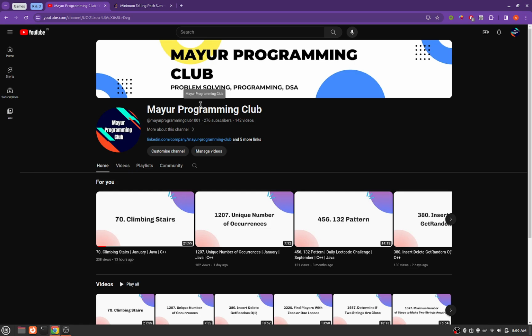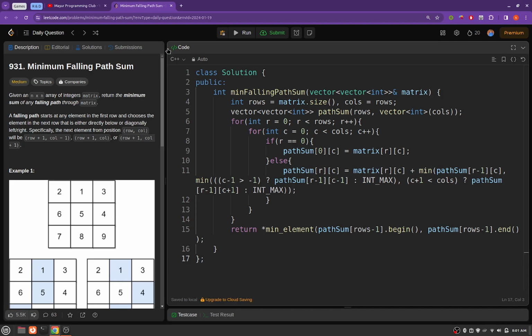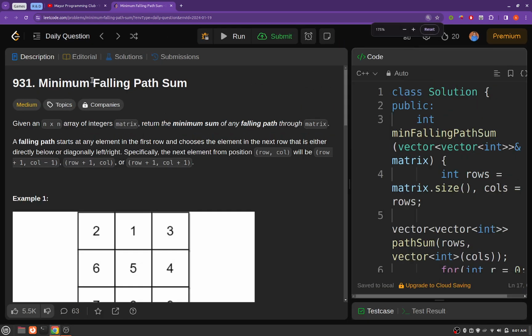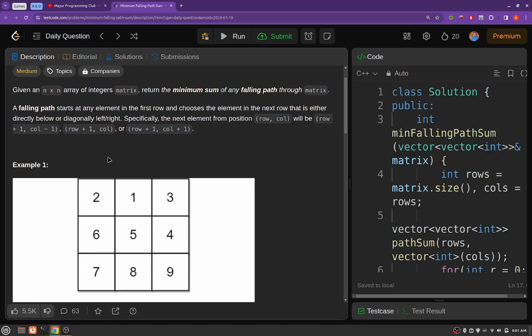Today we will be solving another daily Leetcode problem, and the problem's name is minimum falling path sum. So you are given an n cross n array of integers, a matrix, and you have to return the minimum sum of any falling path through the matrix.